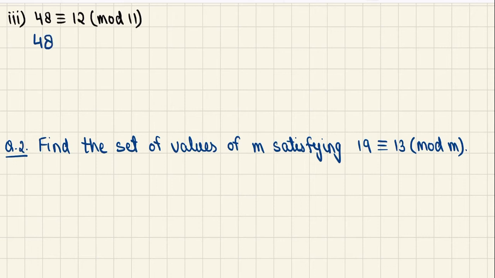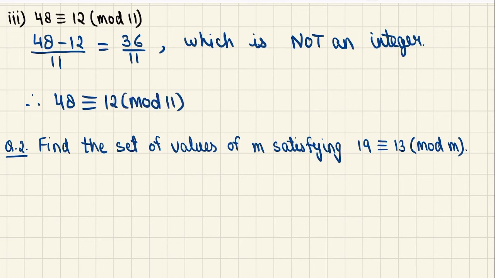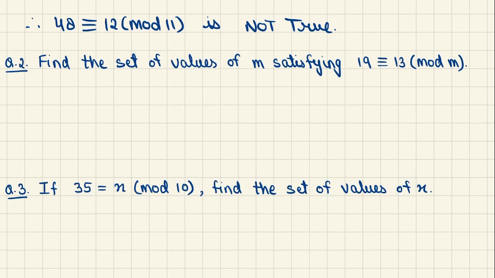Let us check for the other one. 48 minus 12 divided by 11 will give you 36 upon 11. Is it an integer? No, it is not an integer. So we can say 48 is congruent to 12 mod 11 is not true. So understood? This was easy. Let us go for another question.